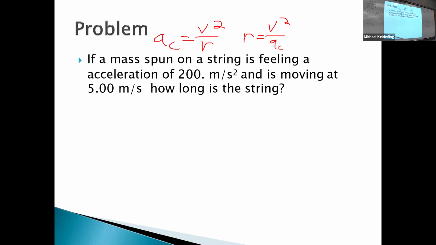So we know acceleration, we know speed, and we want to find radius. So centripetal acceleration is speed squared over radius. The radius is speed squared over centripetal acceleration. (5 meters per second) squared over 200 meters per second squared gives us 0.125 meters. So that's a 12.5 centimeter string, which is, well, this long.